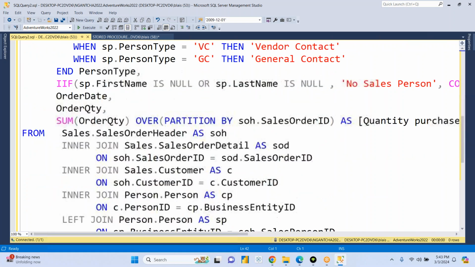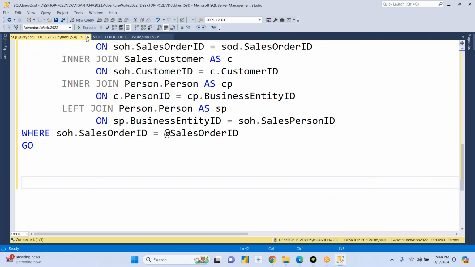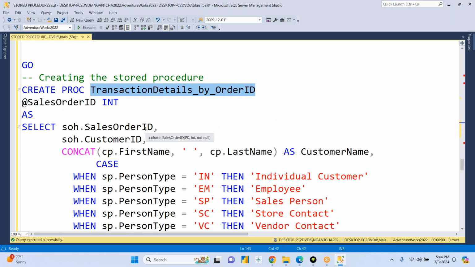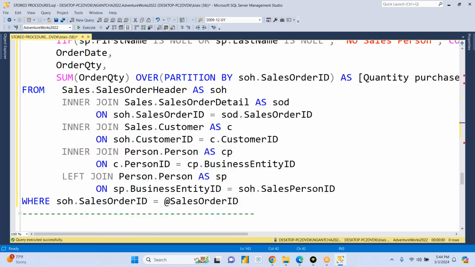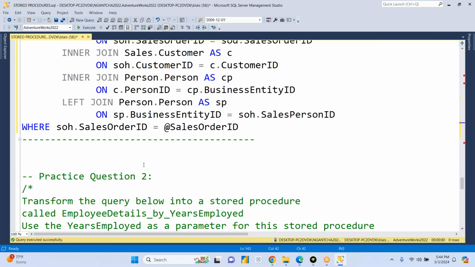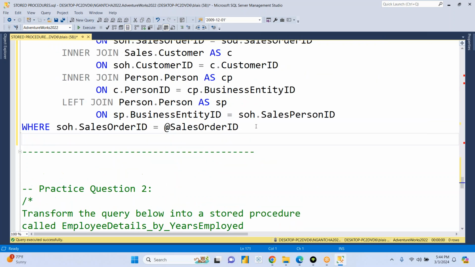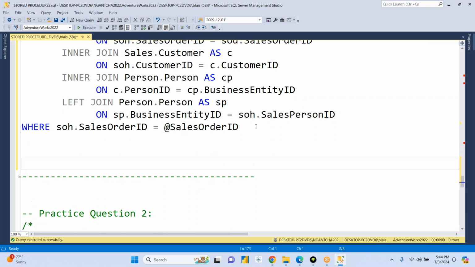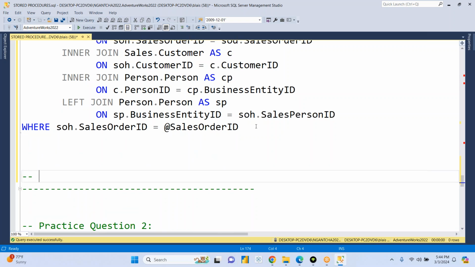Nicely done. See? So if you want to test this stored procedure, you have to make sure you provide some sales order ID. So testing the stored procedure, that's the next thing we're going to do. So this part, we've created it. The next part, let's do the testing. Right, so testing the stored procedure, you have to test this against a valid sales order ID.